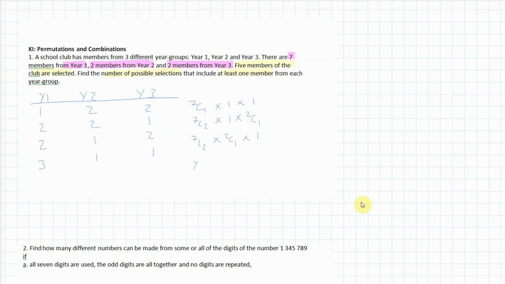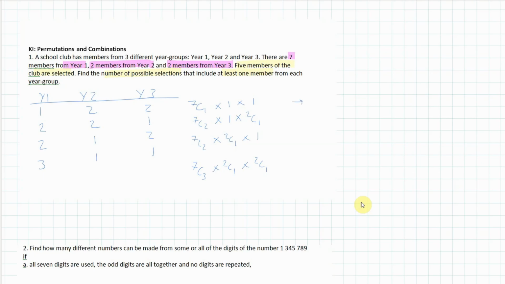The final option is 7 choose 3 from year group 1, and then we choose 1 from year group 2, so that's 2 choose 1, and then we choose 1 from year group 3, which is 2 choose 1. Now let's multiply all of those together and add them up.